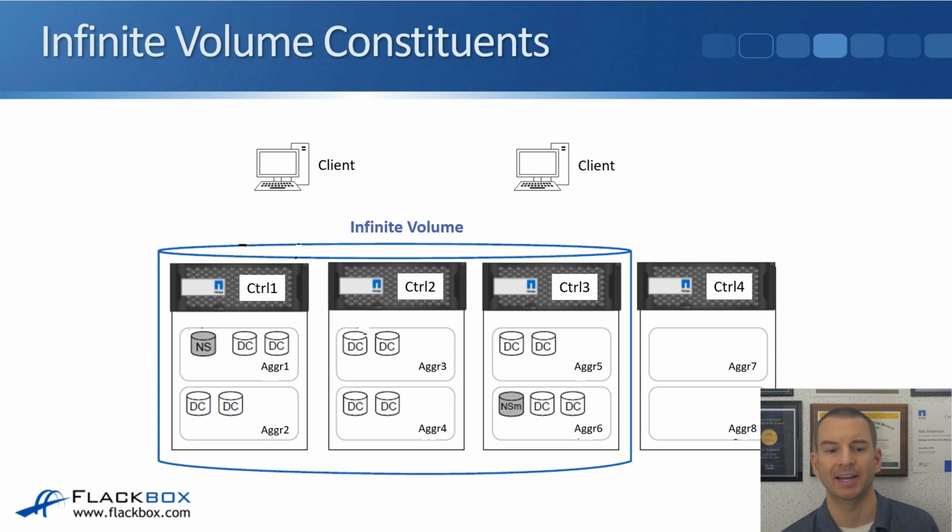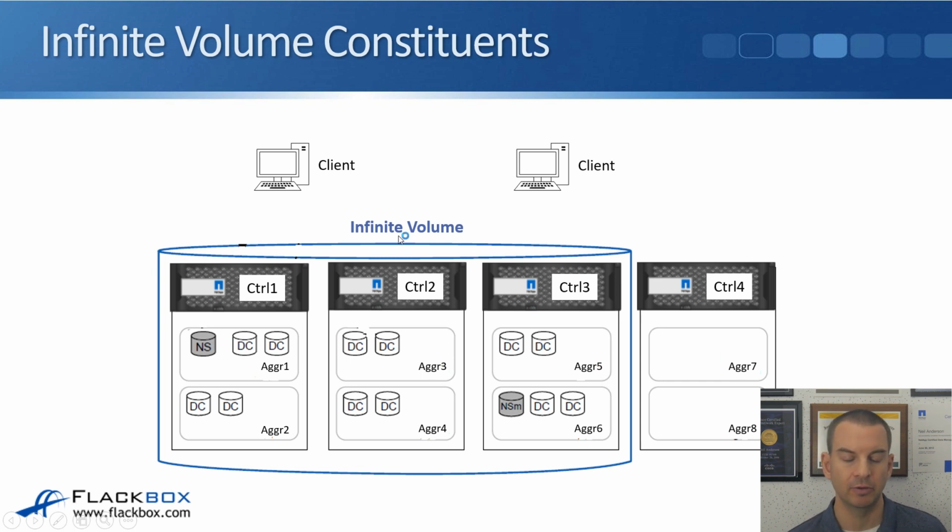Okay, so here's that diagram. Let's see how this works. In the example, I have an infinite volume that is in an SVM, which is dedicated for it. We've configured this infinite volume to use our nodes, controller 1, controller 2, and controller 3. We've also got controller 4 in our cluster here. That can have different SVMs on there, which are using normal flexible volumes.